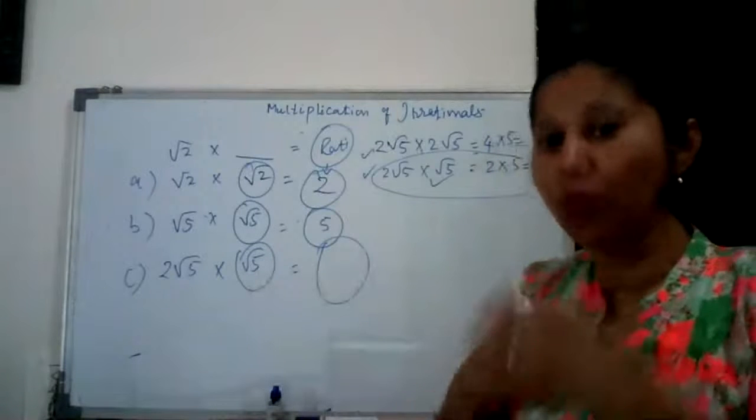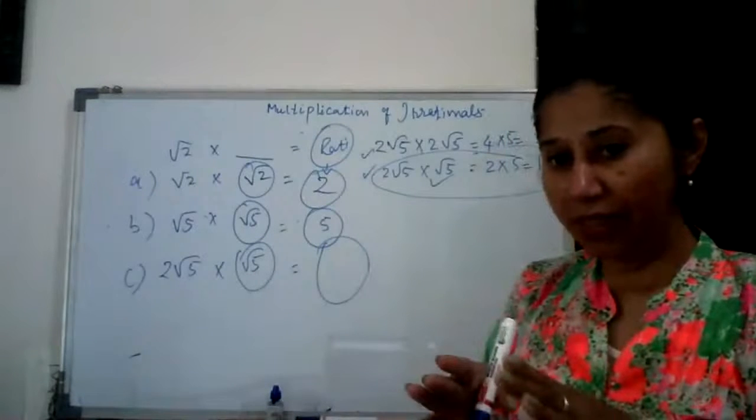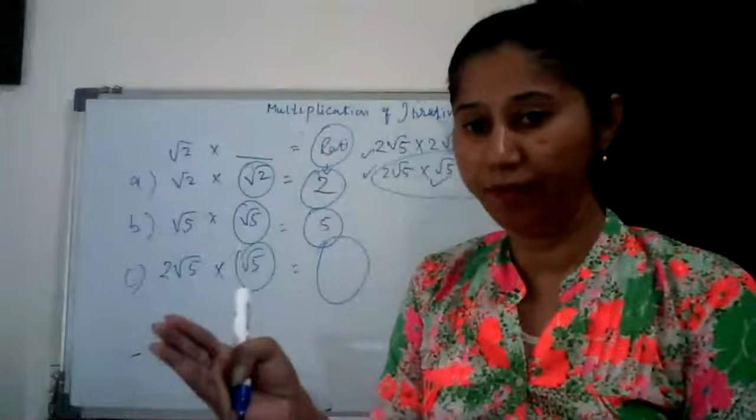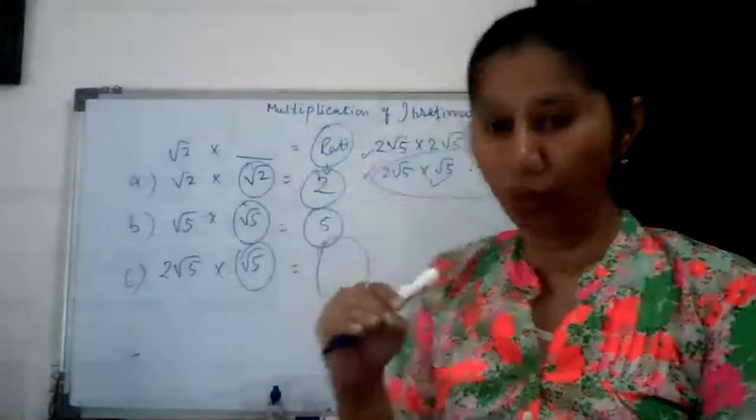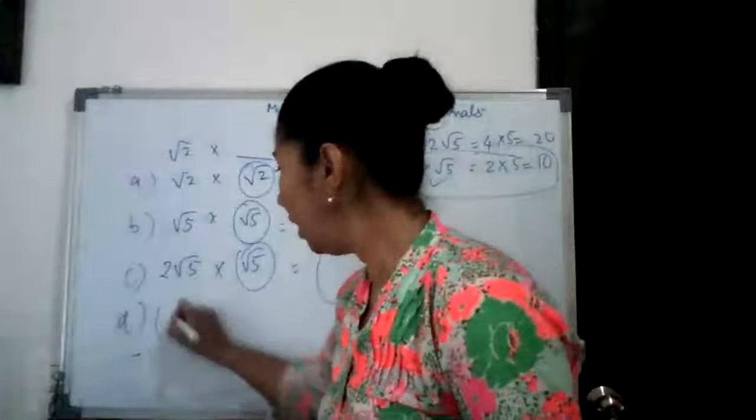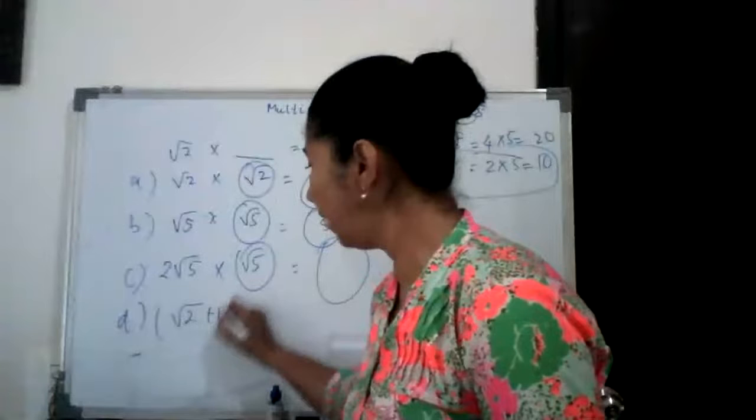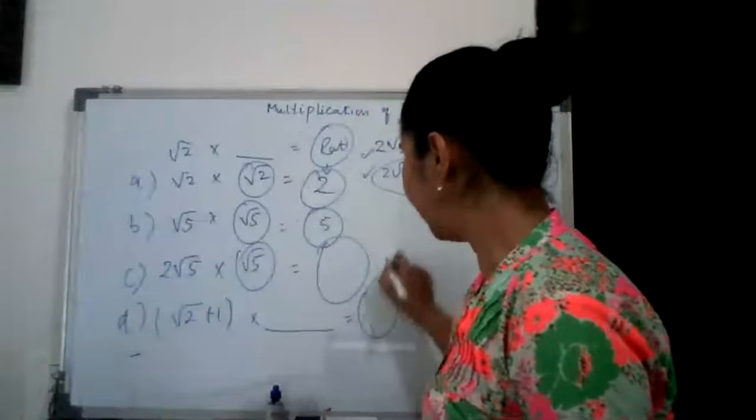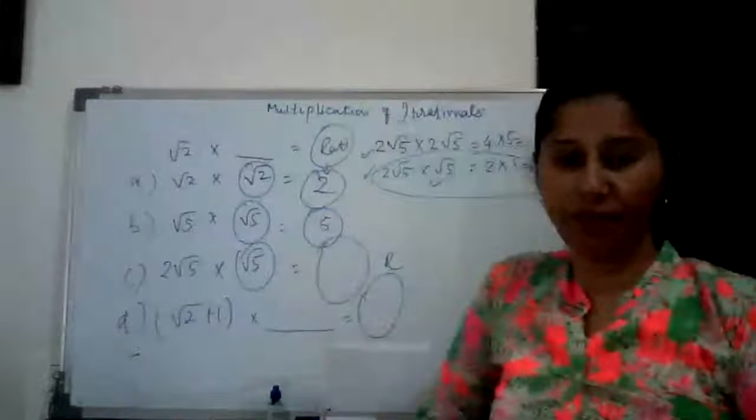So I'll make it a little more complex now. Pay attention, please. I have given you a few examples to solve before, and a few more. So using that concept, there is root 2 plus 1. What should I multiply here to get a rational number over here?